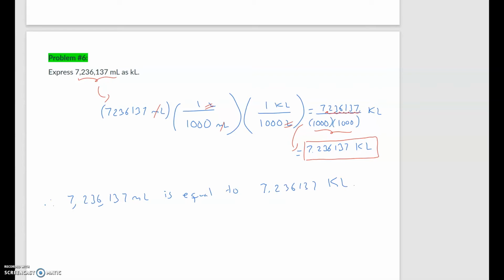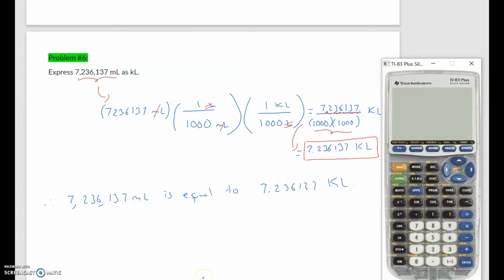Let me show you in the calculator. I think we have enough time to show just how you would punch it in. You have to be a little bit careful because the number is really large. So 7,236,137 divided by, and then you have the 1,000 times the 1,000, and then close the parentheses, and you're going to get 7.236137, which is equivalent to moving the decimal point to the left the total number of zeros that we're dividing by.